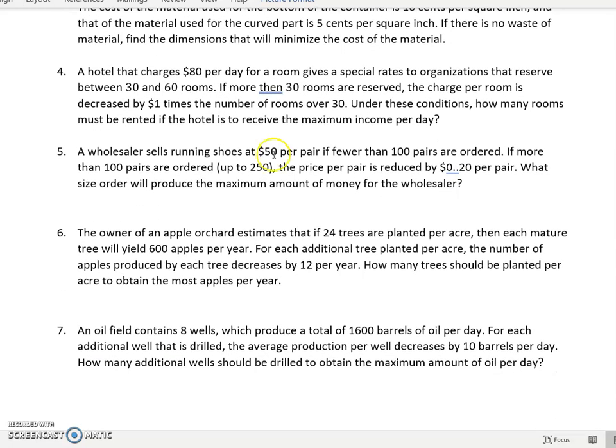Like this one, you're selling shoes for $50 when you have 100 pairs. So that's your first relationship. We know that each pair is going to get sold for $50, but that's going to change. As you go up by a pair, you reduce the price by 20 cents per pair. So there's my change. As this goes up, this guy goes down. This is how much I'm bringing in, so my total.